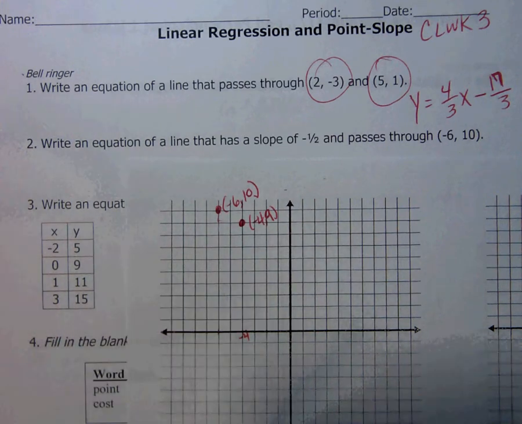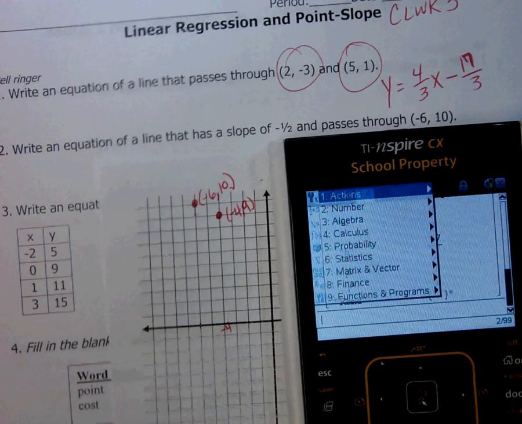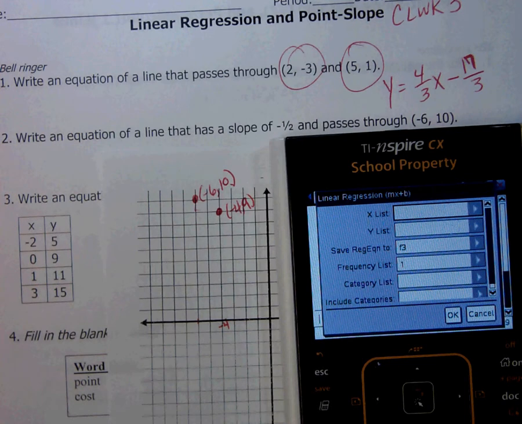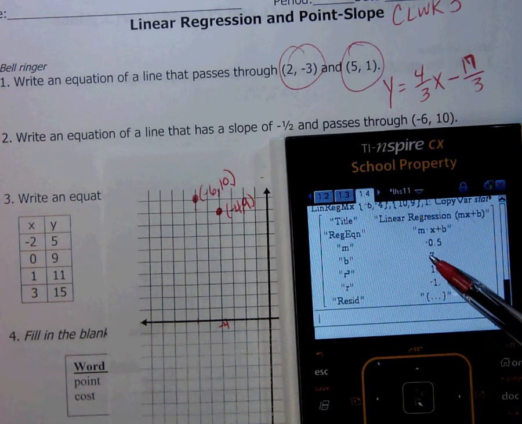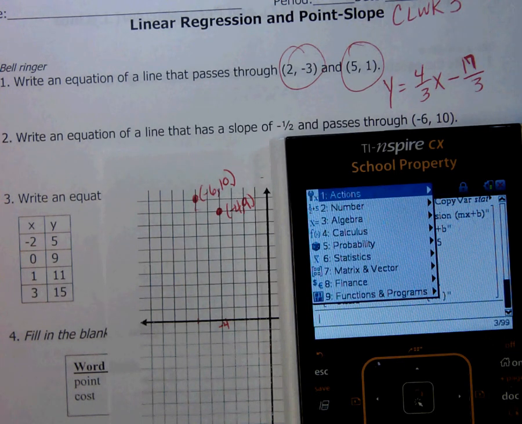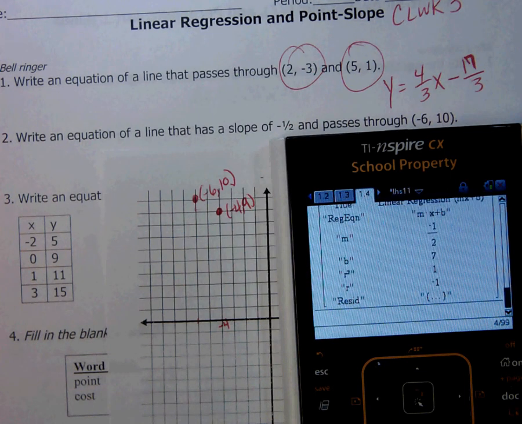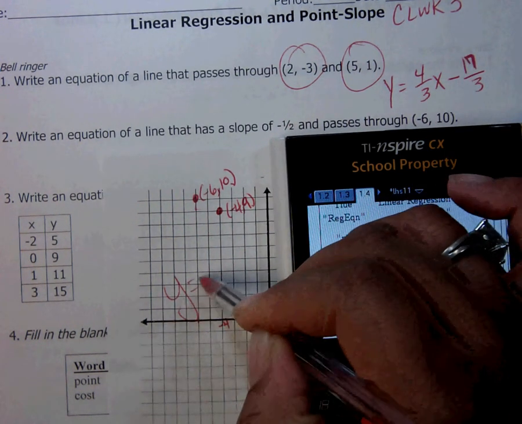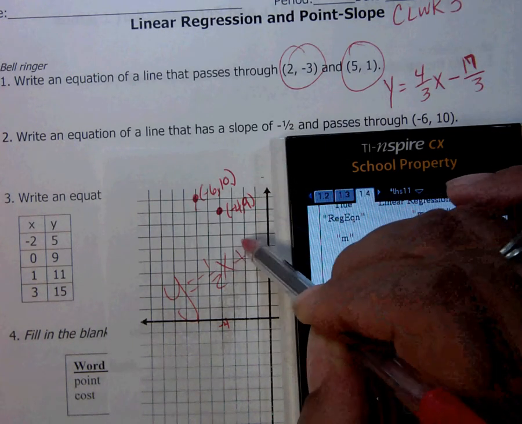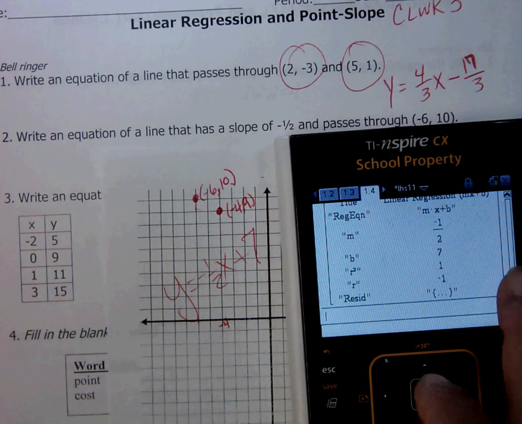Now we can do menu 613. Control right parentheses, -6, -4. Control right parentheses, 10, 9. We press enter and press enter again. I see a decimal. I want to know what it is as a fraction. Menu 2, enter. It gives me y equals -1/2 x plus 7. And that will be the answer for number 2.